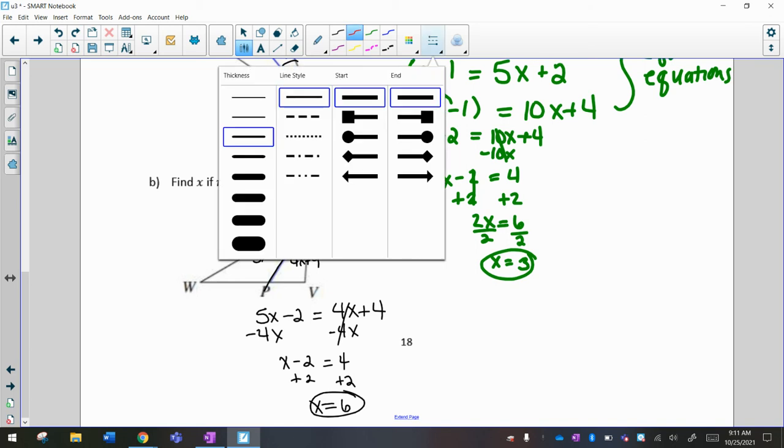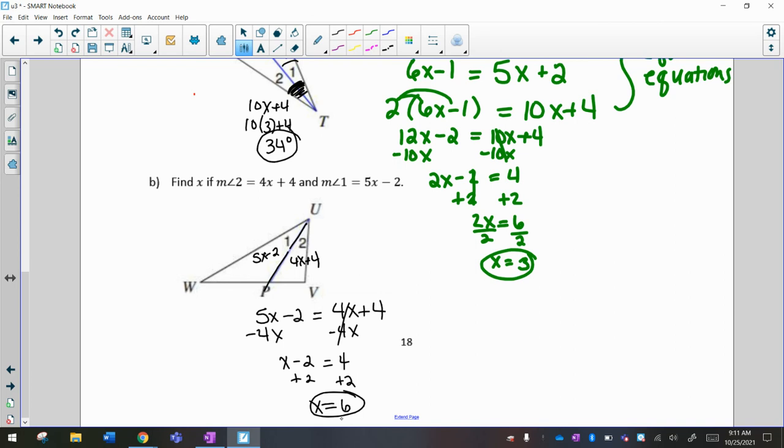See if I can convince myself that I'm right. If x equals 6, 5 times 6 minus 2 would be 28. 4 times 6 is 24. Plus 4 is also 28. Yep, I am feeling pretty good.